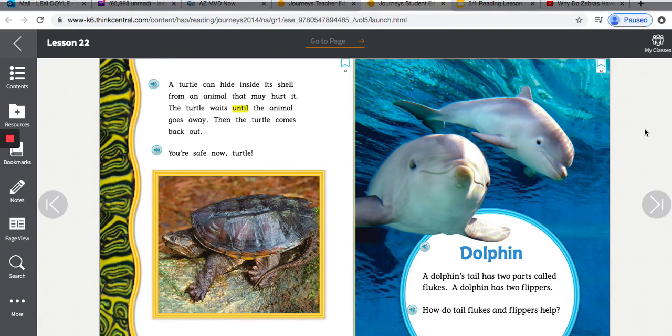Dolphin. A dolphin's tail has 2 parts called flukes. A dolphin has 2 flippers. How do tail flukes and flippers help? Turn and talk. How do those help dolphins?